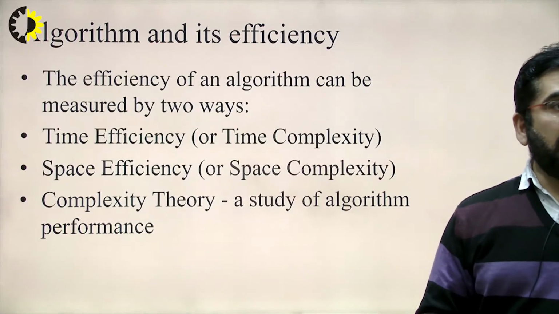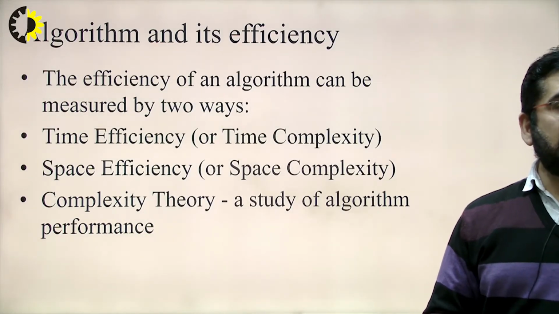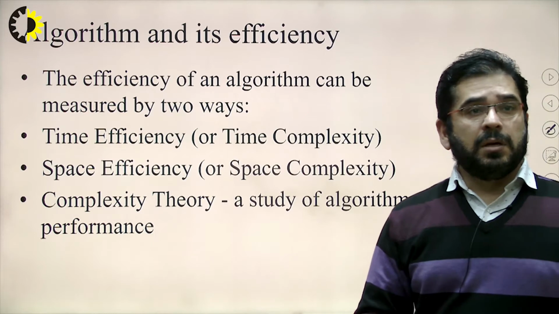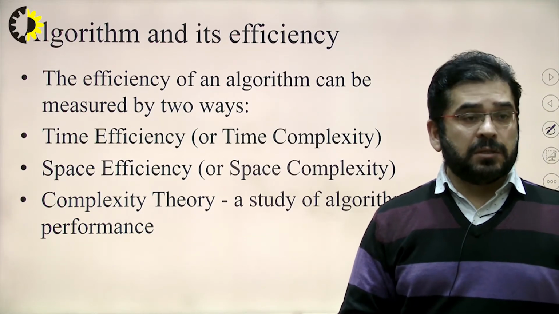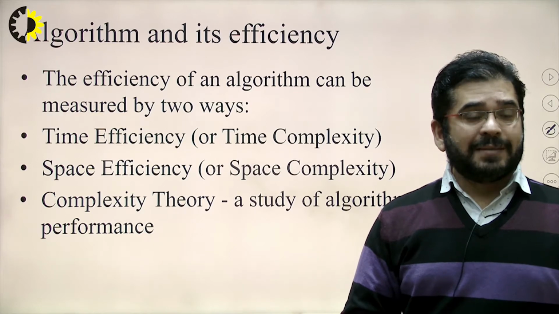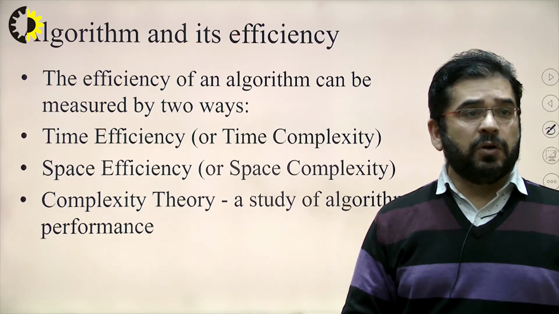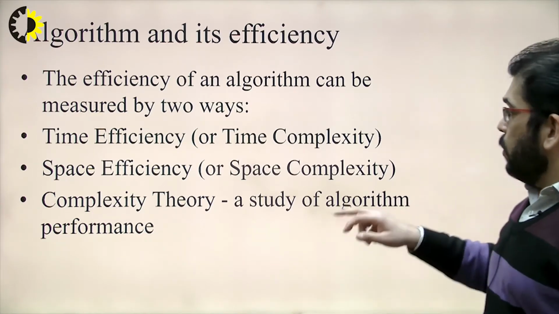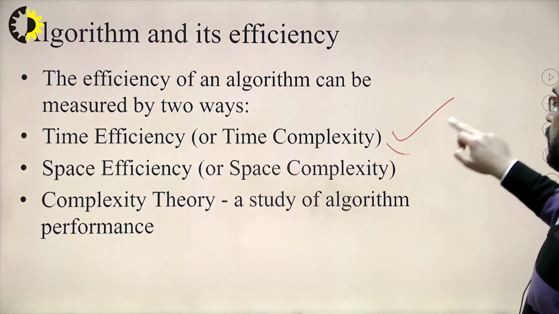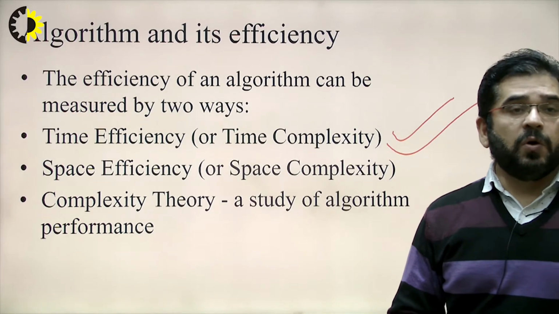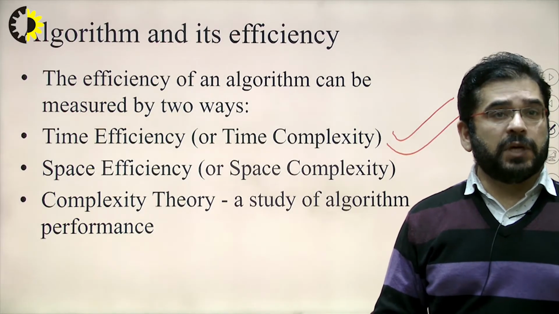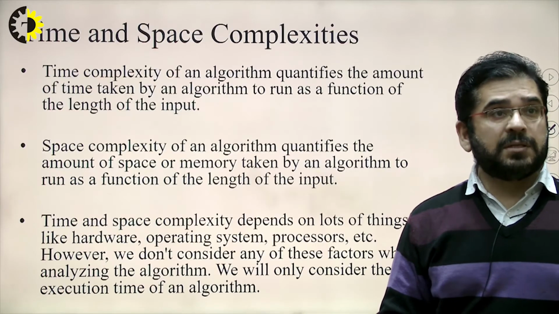Now an algorithm's efficiency can be measured by two basic parameters: number one, time complexity, and number two, space complexity. The third one, which is less used in complexity theory, is the study of algorithm performance. But the most important parameter to check whether our algorithm is working properly or not is the time efficiency, or you can say the time complexity of the algorithm. Now how to measure this time complexity?